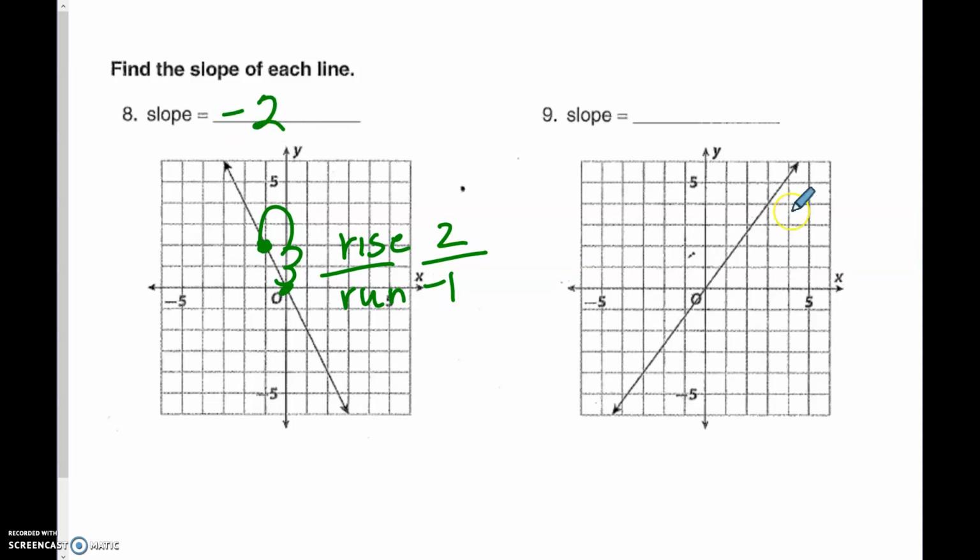All right, number 9. Oh, this one's going through the origin too, and it looks like it's going through again up here. So rise over run: 1, 2, 3, 4. So it's going up 4 and over 1, 2, 3. So we have our slope, 4 over 3.